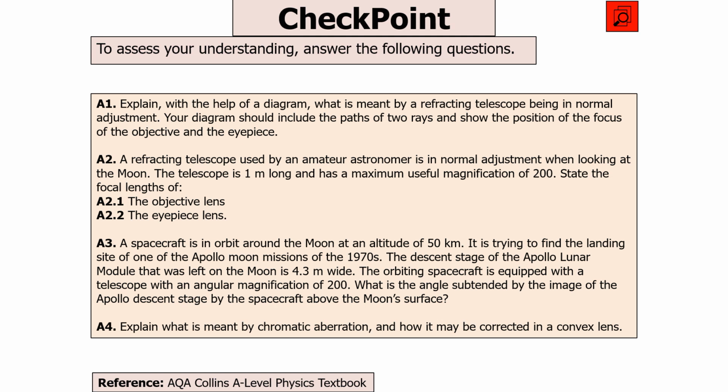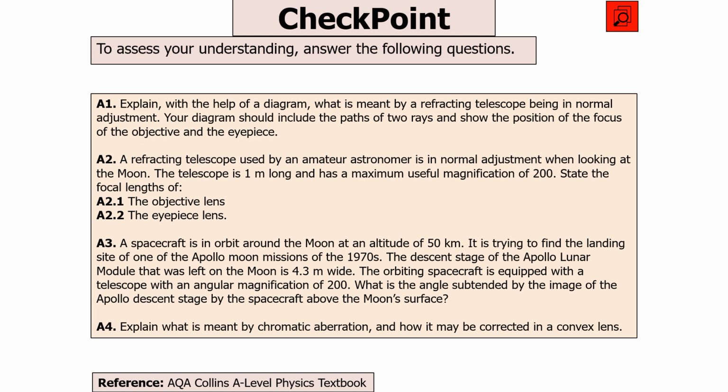The next question says, explain with the help of a diagram what is meant by a refracting telescope being in normal adjustment. Your diagram should include the paths of two rays and show the position of the focus of the objective and the eyepiece. Then a refracting telescope used by an amateur astronomer is in normal adjustment when looking at the moon. The telescope is 1 meter long and has a maximum useful magnification of 200. State the focal lengths of the objective lens and the eyepiece lens.